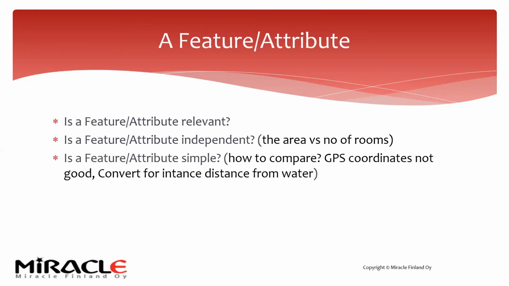Is a feature simple? And how do you compare these features? Like GPS coordinates, it's probably not good because you can't say if one GPS coordinate is better than the other. But if you convert this to, let's say, for instance, distance from water, it has some value. A house that is by the water is probably more expensive than a house that is in the middle of the forest. So somehow transforming or converting the GPS coordinates to something more valuable for the machine learning process would be useful.